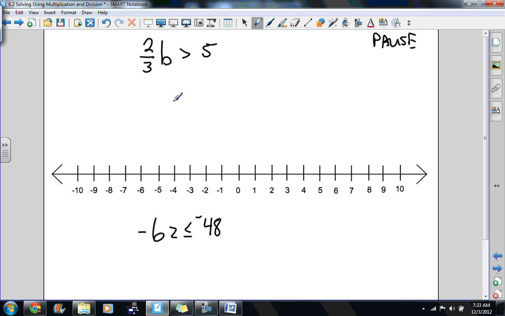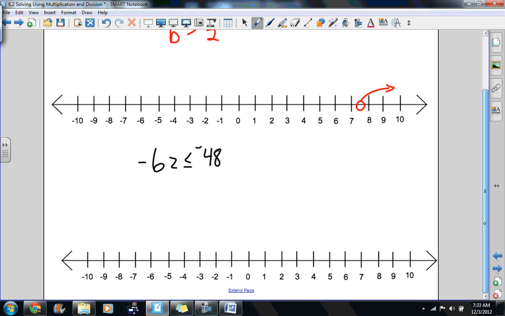This one should have been here. b is greater than 15 over 2, which is 7.5. So I go right there, and I'm going to shade right. This one here on the bottom, I should have divided by negative 6. So now I have to flip the sign, and I get z is greater than or equal to 8. And I'm going to shade to the right.